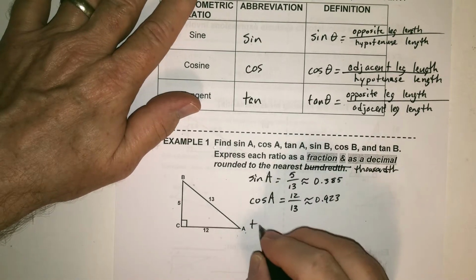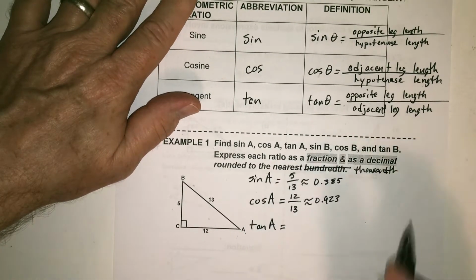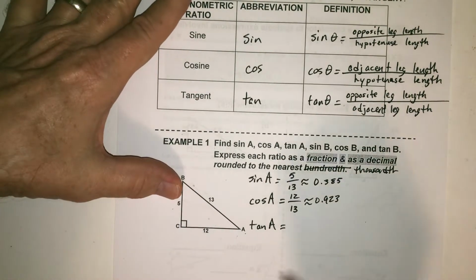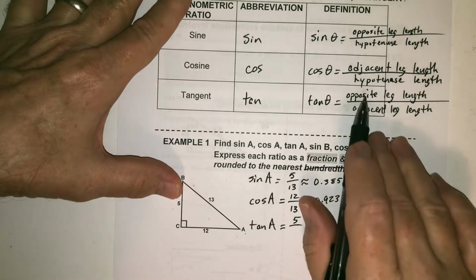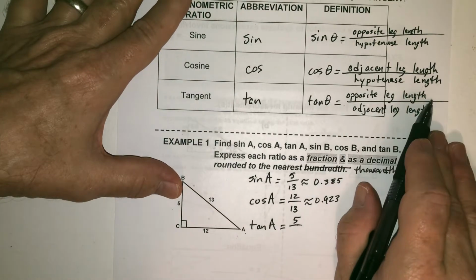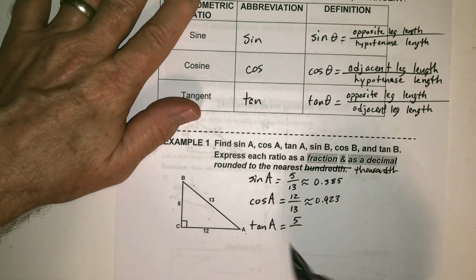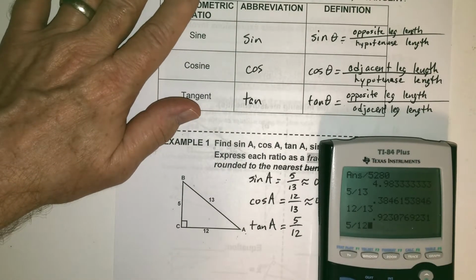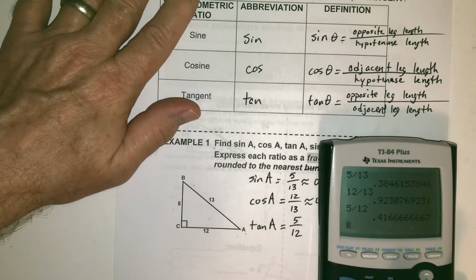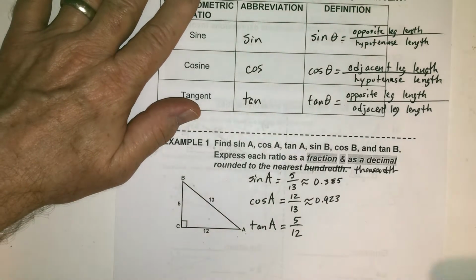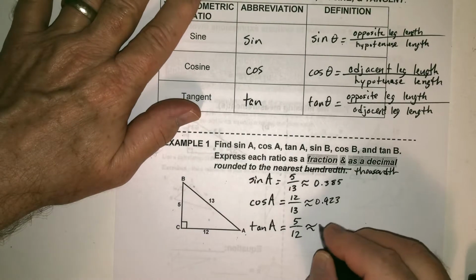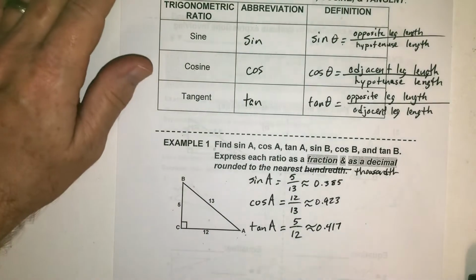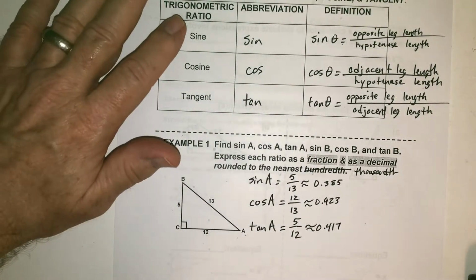Now we're going to find the tangent of angle A. The tangent is the opposite leg length. Here's angle A, and opposite that is the 5. Opposite leg length 5 divided by the adjacent leg length 12. So 5/12, and that's 5 divided by 12, which would be approximately 0.417. There we have found the sine, the cosine, and the tangent for angle A.